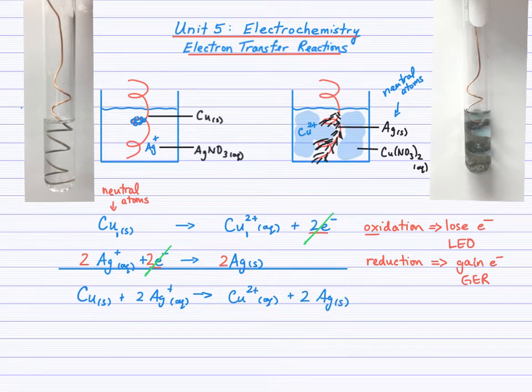And so this is actually the net ionic equation for the reduction and oxidation that's occurring. And we call this overall reaction a redox reaction. The idea that there's reduction of one substance and oxidation of another together is called a redox reaction.